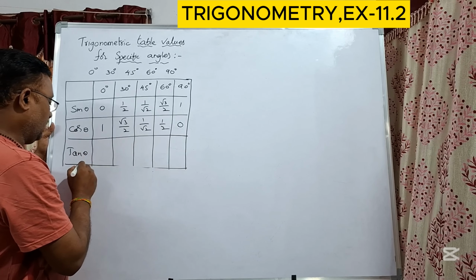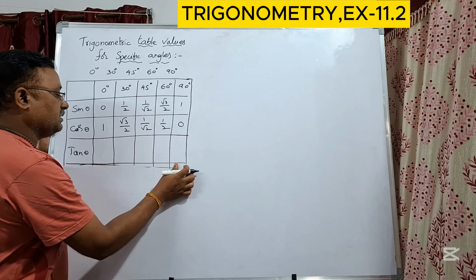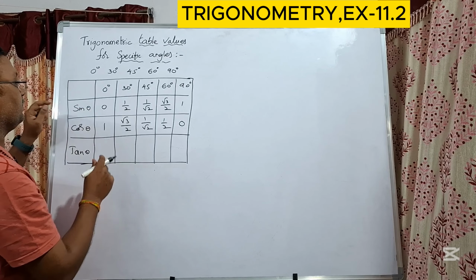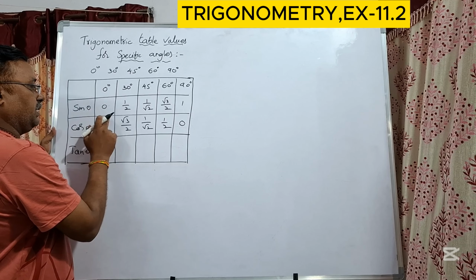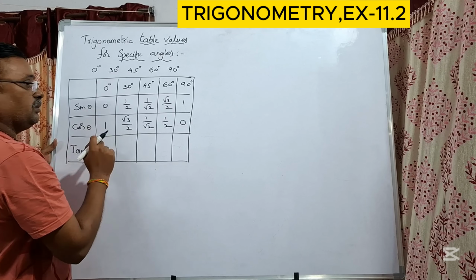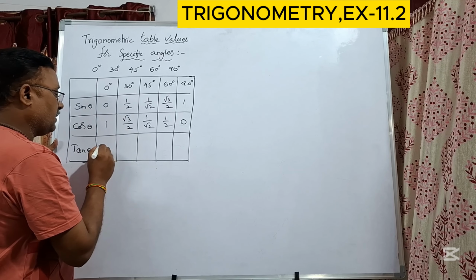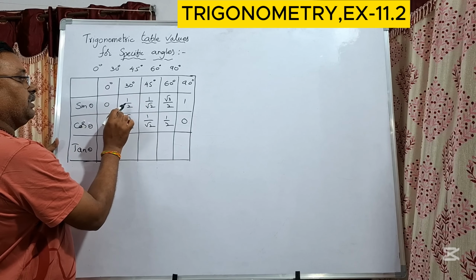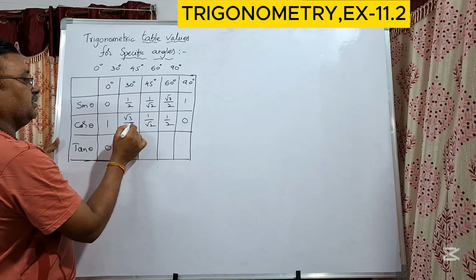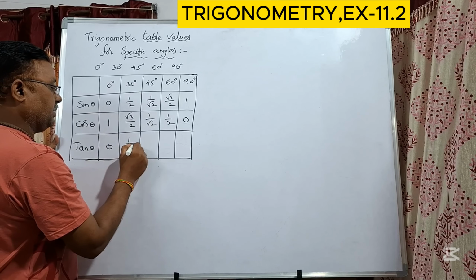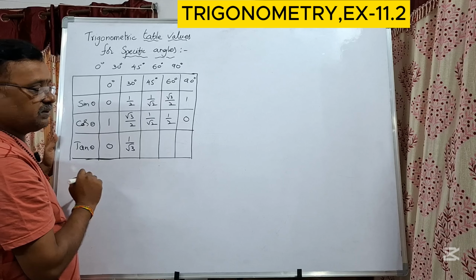Tan theta, we already know, is nothing but sin theta by cos theta. Taking the ratio of these two values, tan 0 is 0 by 1, which is always 0. Next, tan 30 degrees is 1 by 2 divided by root 3 by 2. The 2s get cancelled, then the result is 1 by root 3. You have to remember that one.